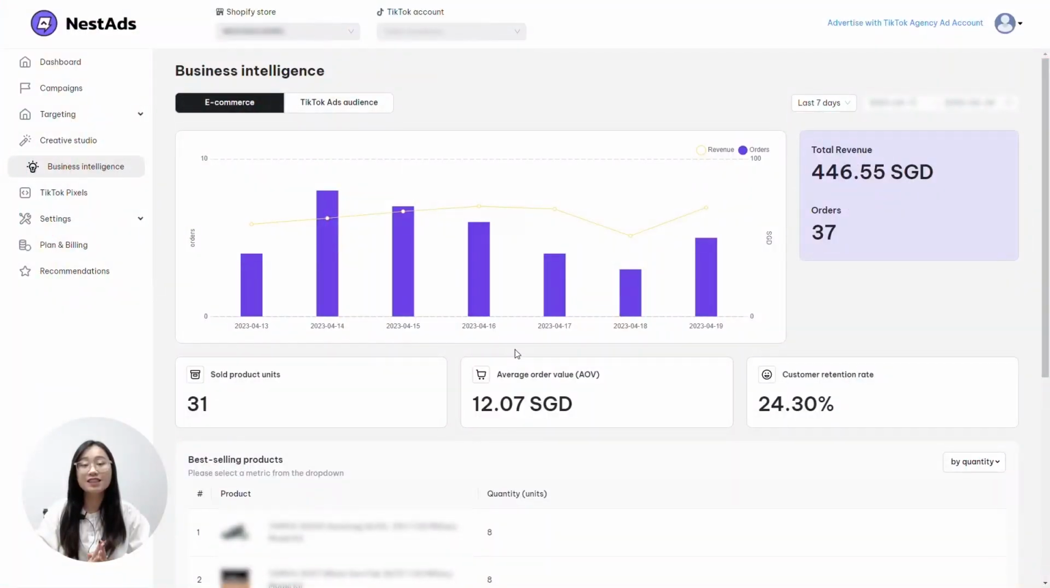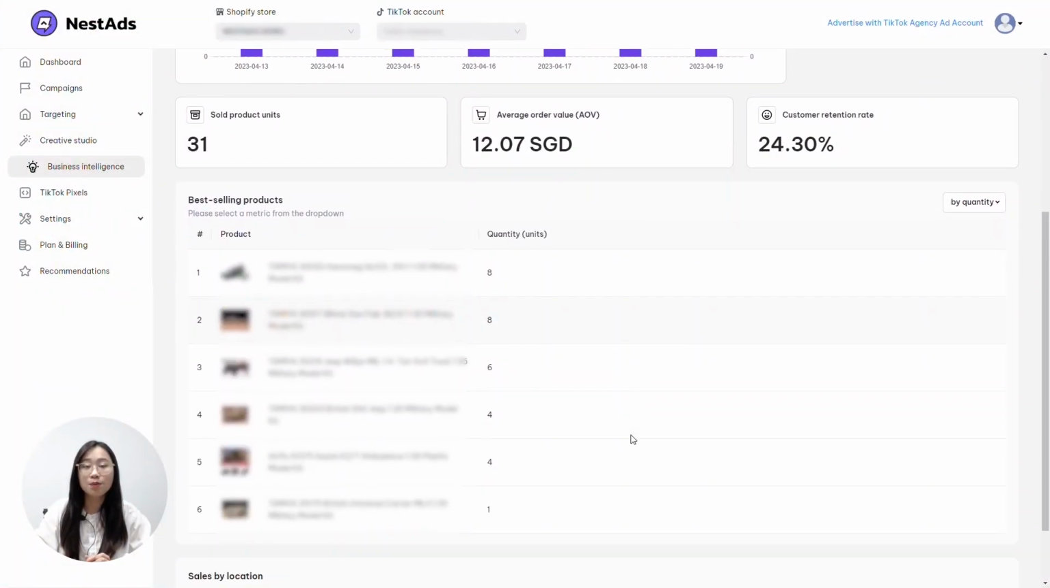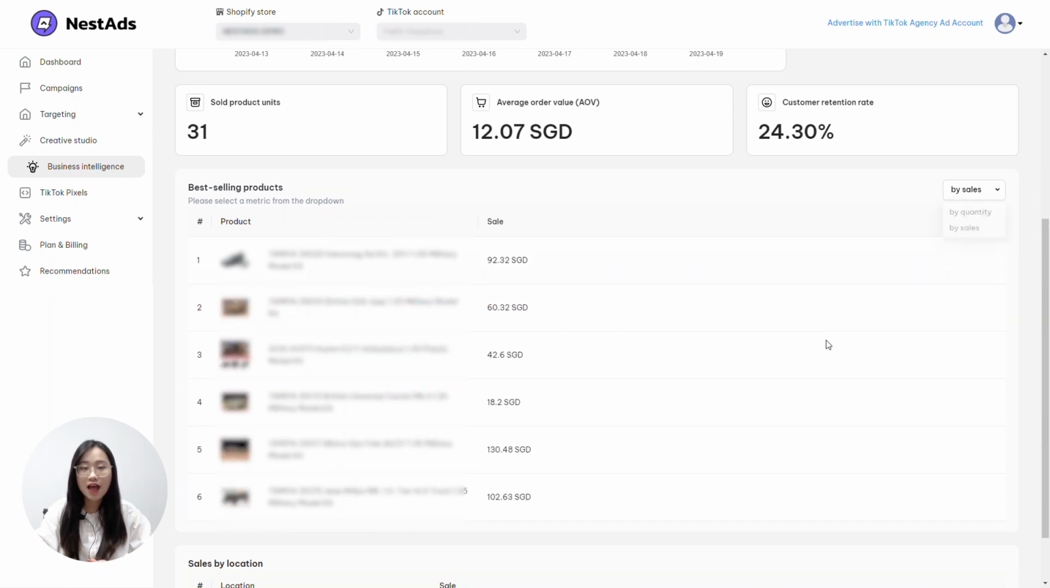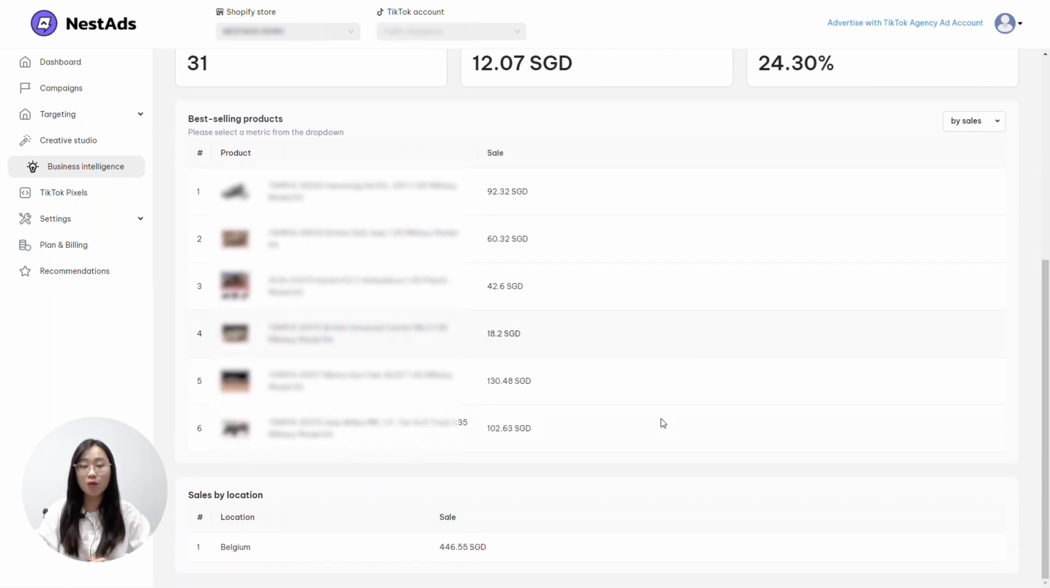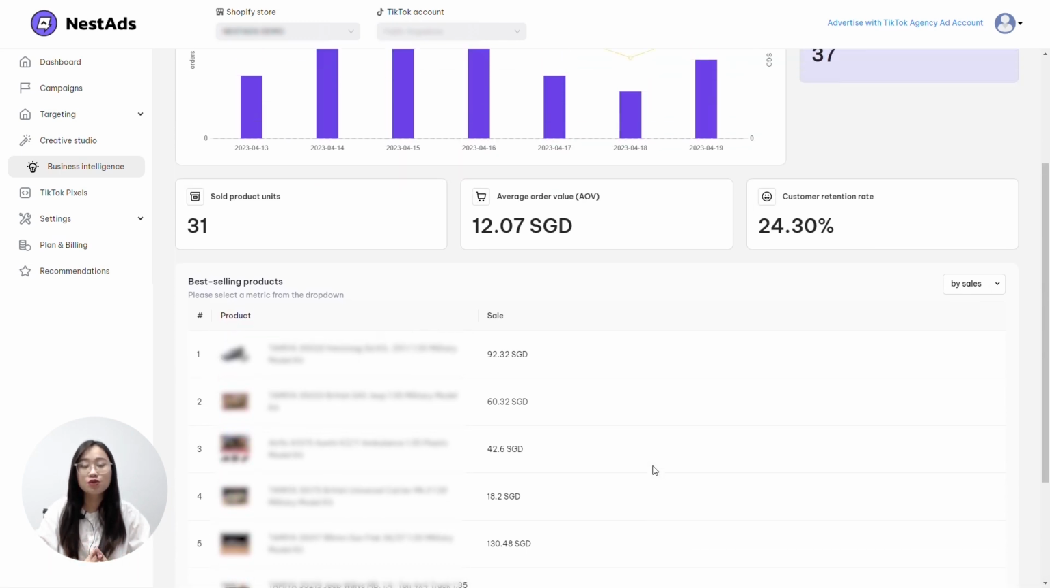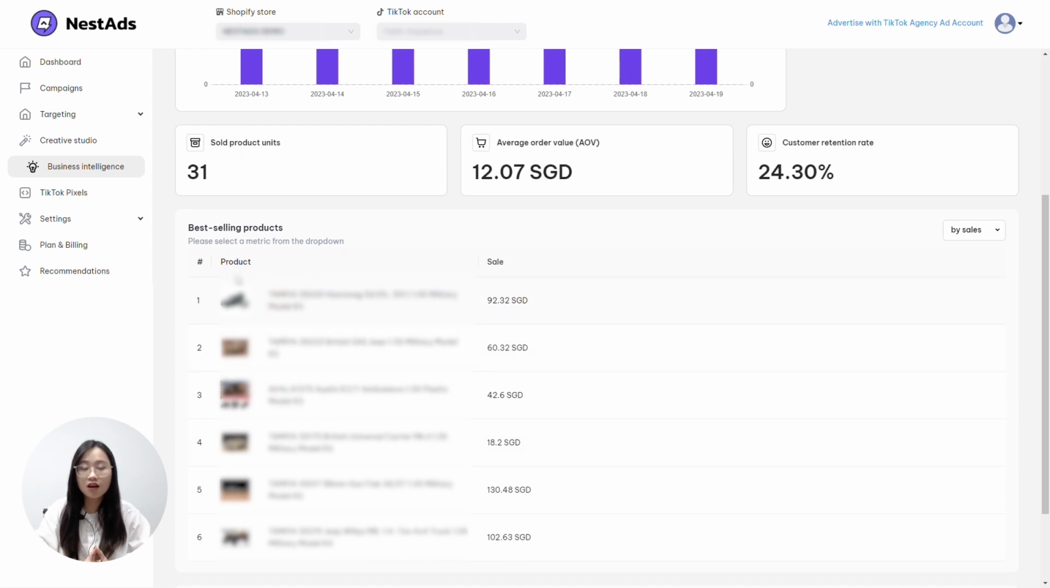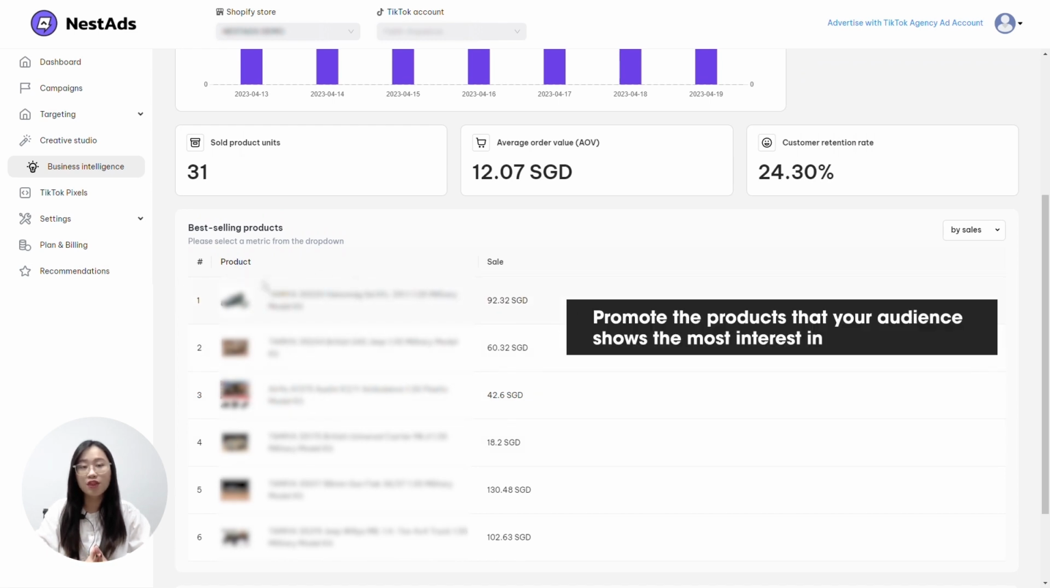From our analytics dashboard, you can discover your best-selling and trending products. If you are selling your products globally, NetAds also allows you to find your sales by country. With all this data, you can choose the right product to run ads on TikTok. It will be better to promote the products that your audience shows the most interest in.